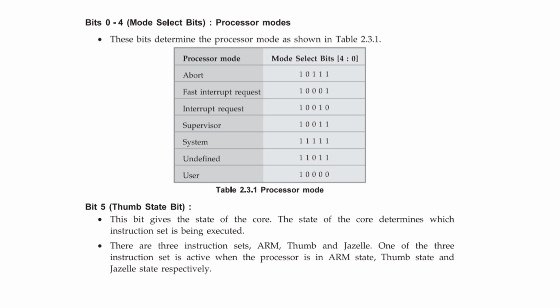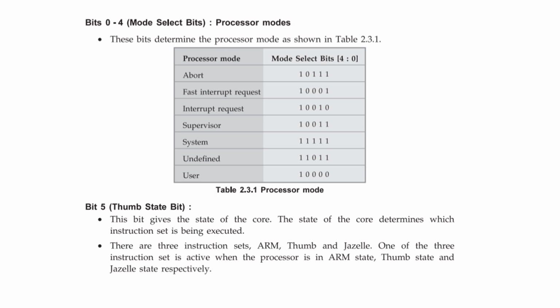Right. Let's see the first, the control flags. These bits determine the processor mode as shown in table 2.3.1, bit number 0 to bit number 4. So these are all the processor modes as given here.